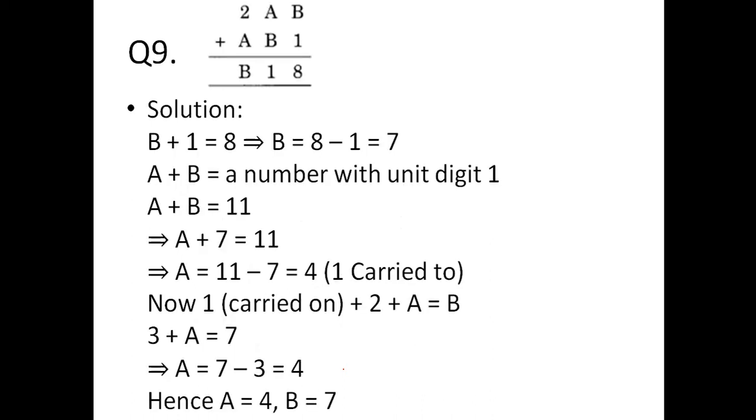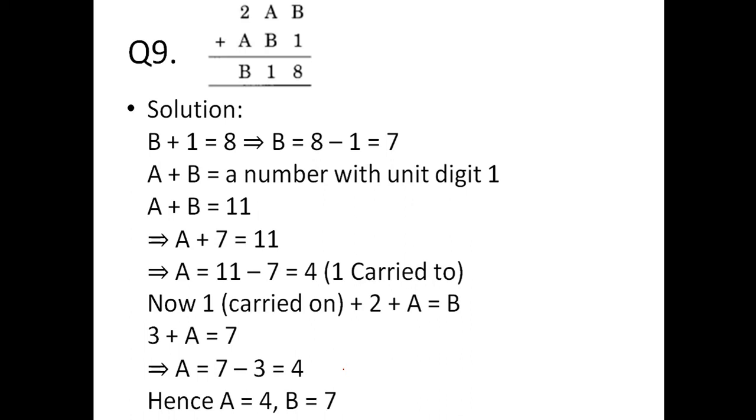Next one, 2AB plus AB1 we are adding, and we are getting the answer B18. So B plus 1 equal to 8 we have to get. What number should B be to result in 8? It is 7. If we add 7 plus 1, it is 8. So we are coming to the conclusion B equal to 7.